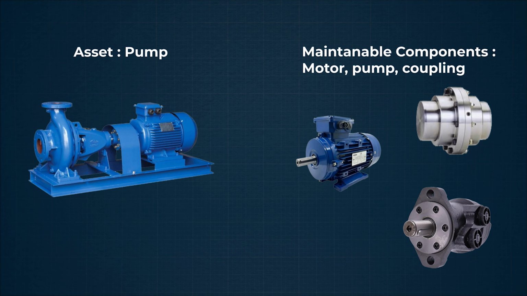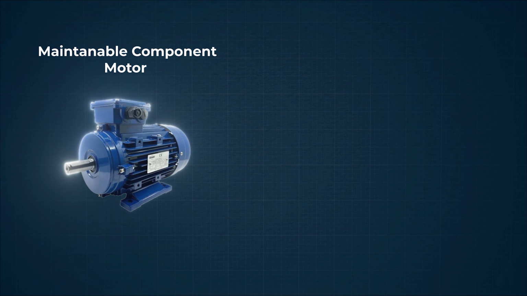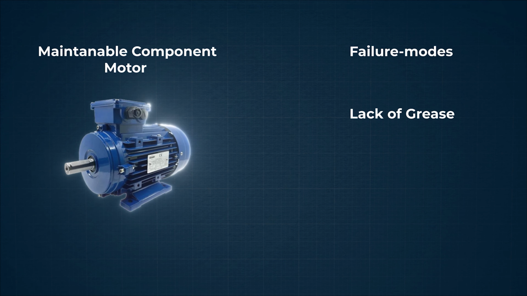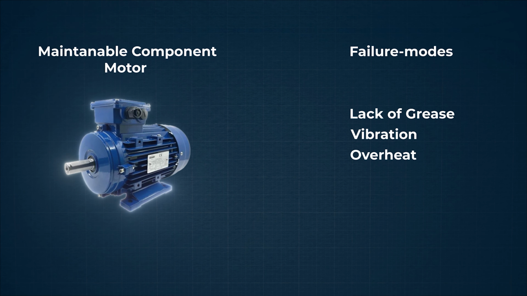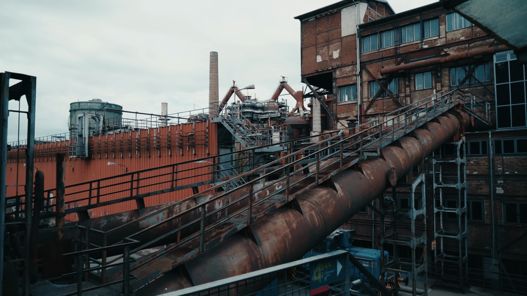First, we break assets down into components. Take a motor, for example. Then we define all potential failure signs, also known as failure modes, like lack of grease, excessive vibration, high temperatures, or loose bolts. Now we create tasks that specifically address those failure modes.